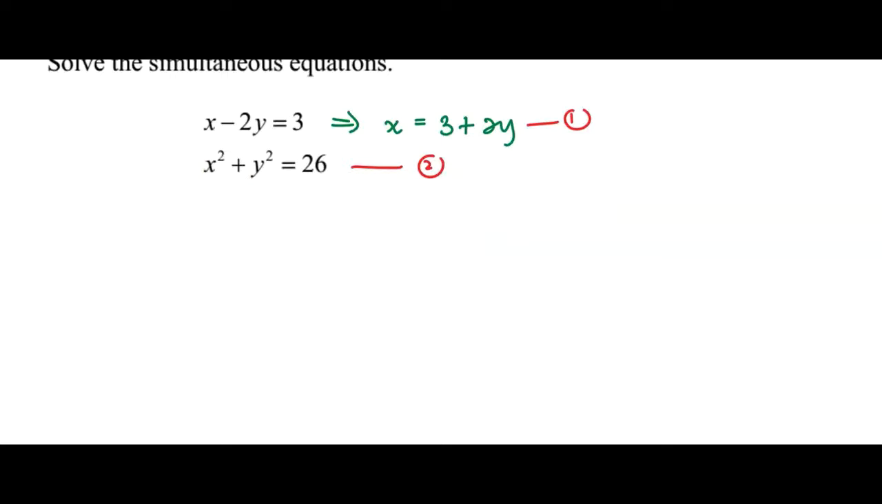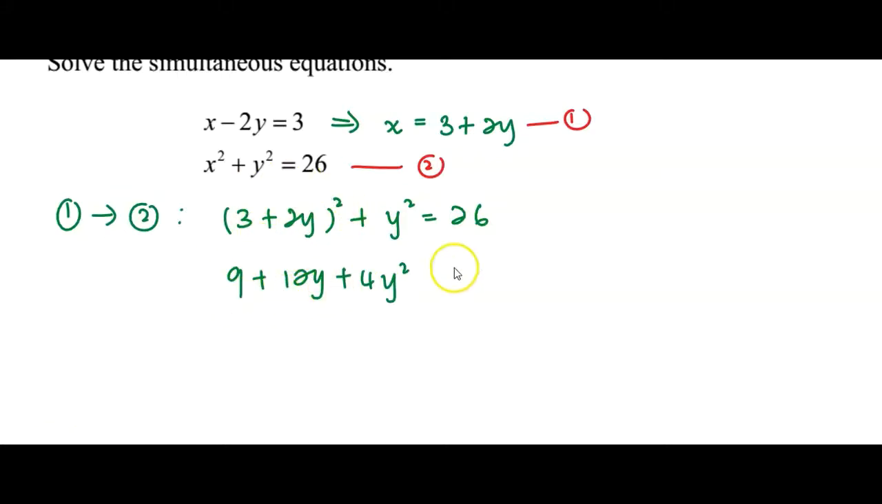After that, I'm going to substitute equation 1 into equation 2. It means that for equation 2, the x here will be replaced by 3 plus 2y. So we write (3 plus 2y) squared plus y squared equals 26. Now we're going to expand this. Expanding, we have 9 plus 12y plus 4y squared, plus y squared equals 26. Now we collect the like terms together, and this 26 I move to the left hand side, leaving the right hand side to be 0.